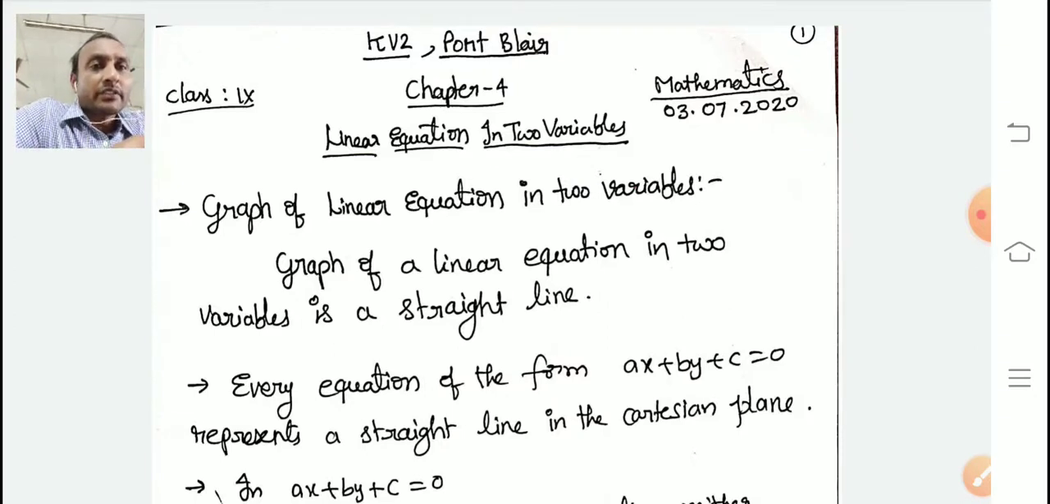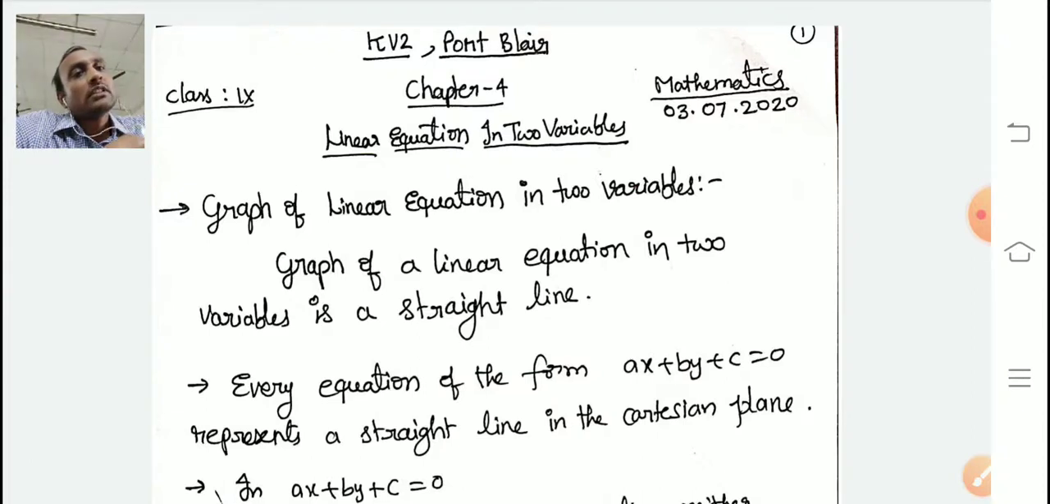If you have understood that, and if you have written the notes, and if you have done exercise 4.1 and 4.2 from NCERT, then please continue listening to this video. Then you can try exercise 4.3. But you should do it systematically.